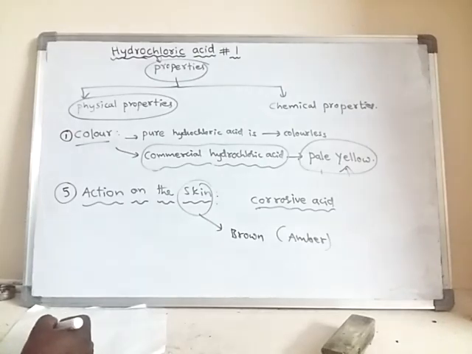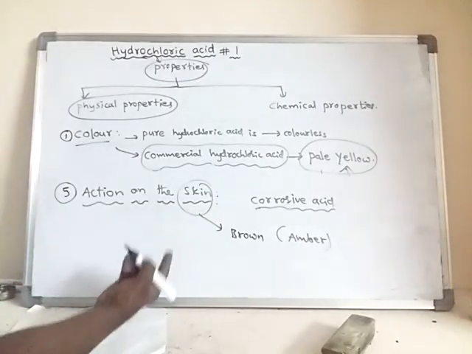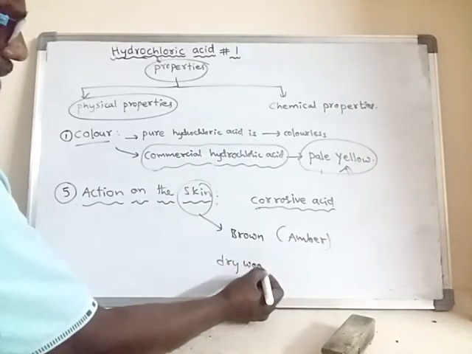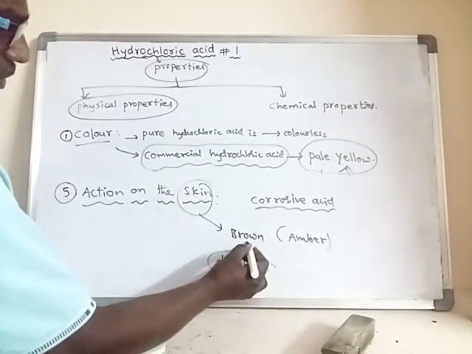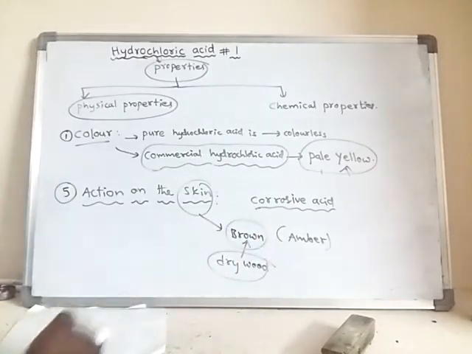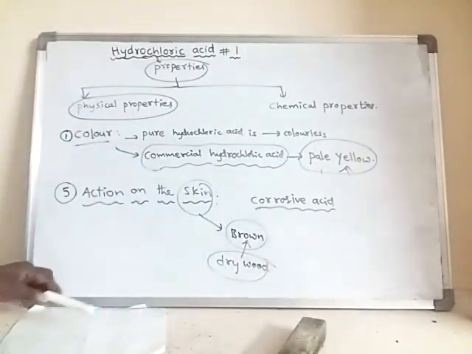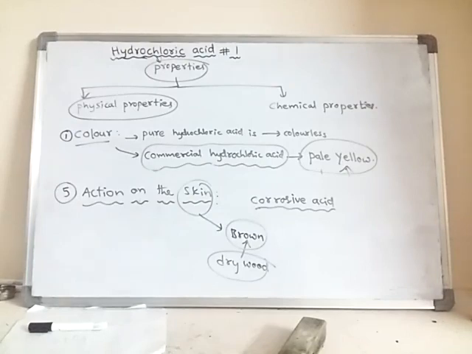Even dry wood will turn into brown color when hydrochloric acid falls on it. So in this way, the physical properties of hydrochloric acid can be discussed. Now we will learn about the chemical properties in the next video.